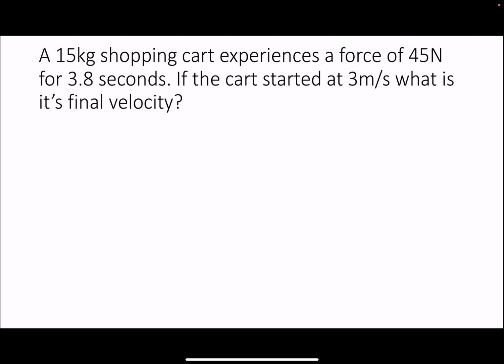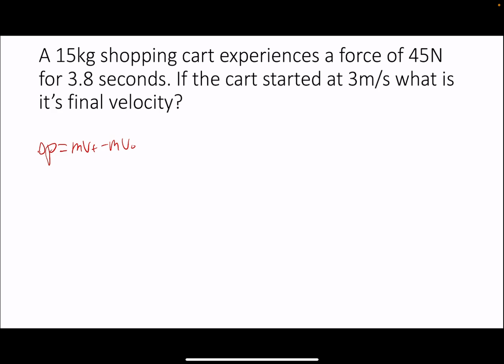Lastly, let's try this one. A 15 kilogram shopping cart experiences a force of 45 newtons for 3.8 seconds. If the cart started at 3 meters per second, what is the final velocity? Let's go ahead and use, instead of the other delta P, let's use this one. Just for fun, we're going to try all the different versions of the ways to write delta P. They all mean the same thing. They're all different ways of writing the same thing.